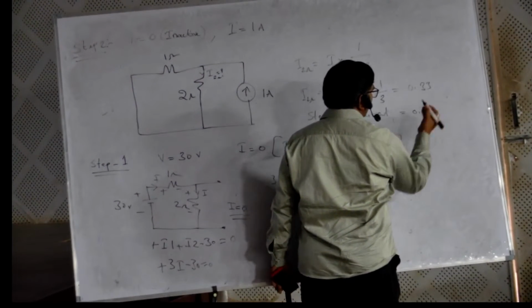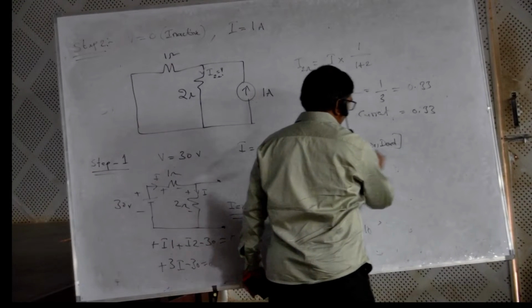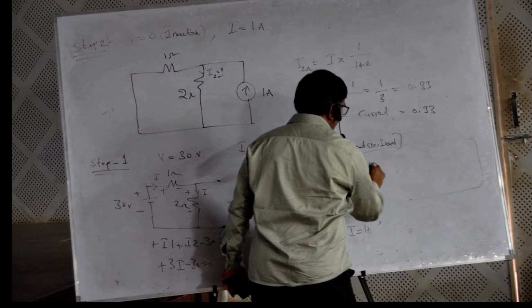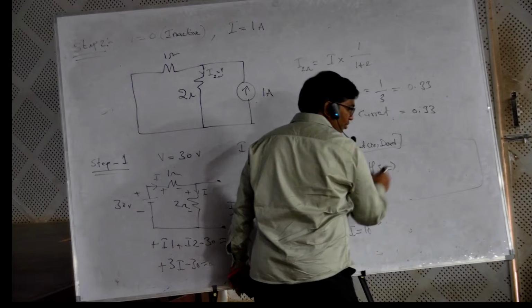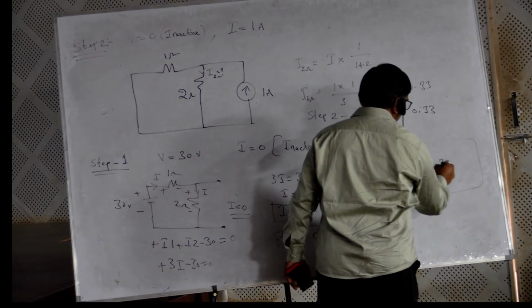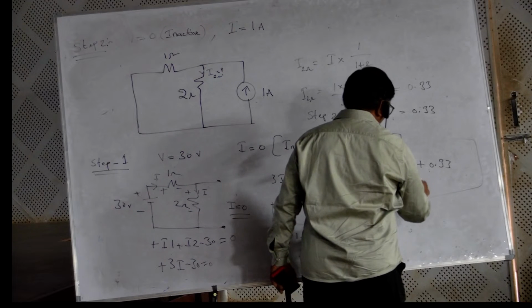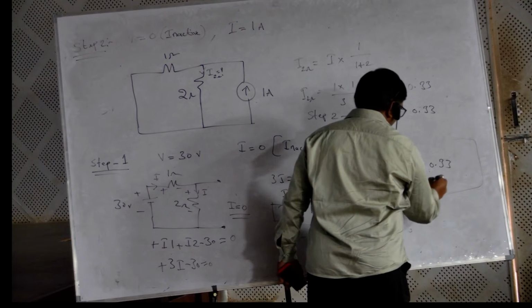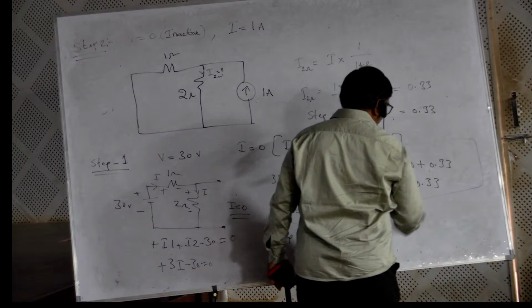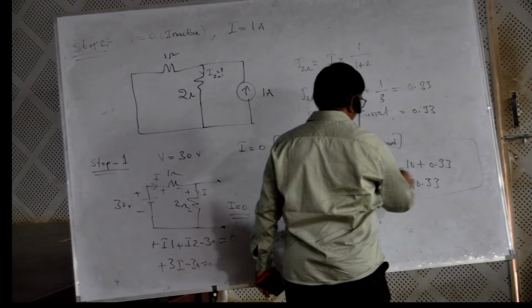So add both currents, the step 1 current and the step 2 current, and that will become the RHS. RHS is equal to the step 1 current 10 amps plus the step 2 current 0.33. So this is nothing but 10.33, which is the current through the 2 ohm resistor by using the superposition theorem.